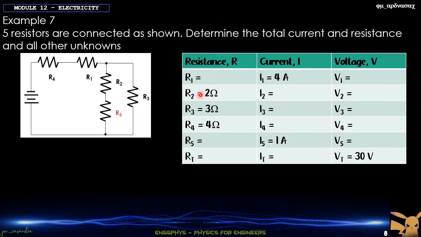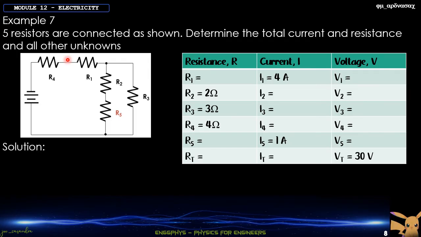We have R2, R3, and R4. We also have the currents for resistor 1 and resistor 5. And we have our total voltage, which is 30 volts. So before we could start with our solution, we have to first identify which of the following resistors are connected in series and which of the following are connected in parallel.